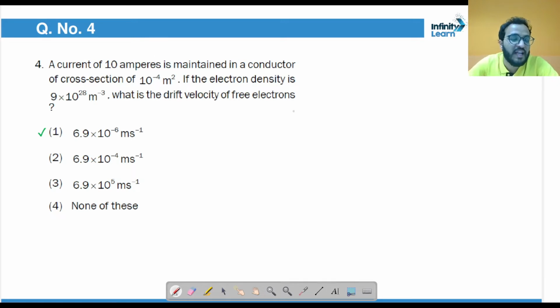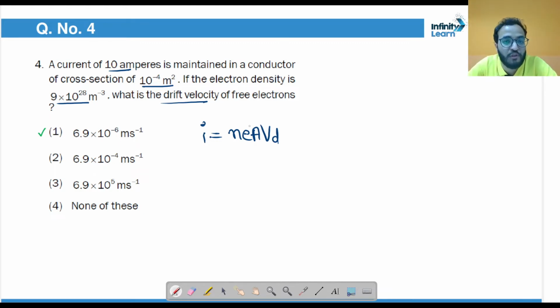Now, a current of 10 amperes is maintained in a conductor of cross section. So cross section is given, current is given, electron density is given. That means the number of electrons per unit volume is given. What is the drift velocity? Simple, we have one formula here, I equals N E A Vd, right? I is the current, N is the electron density, the number of electrons per unit volume, E is the electronic charge, A is the area of cross section of the wire. So drift speed will be I upon NEA.